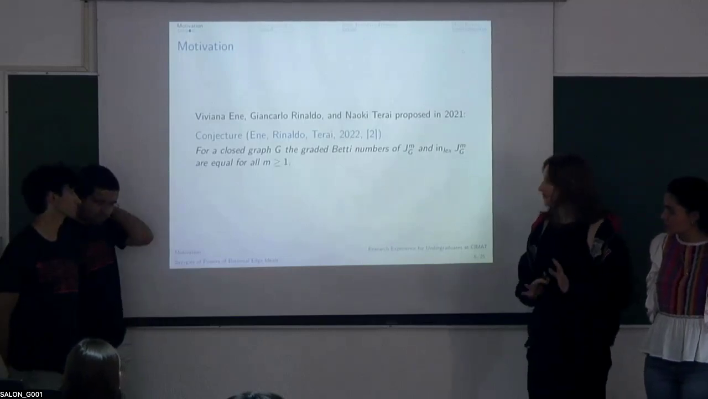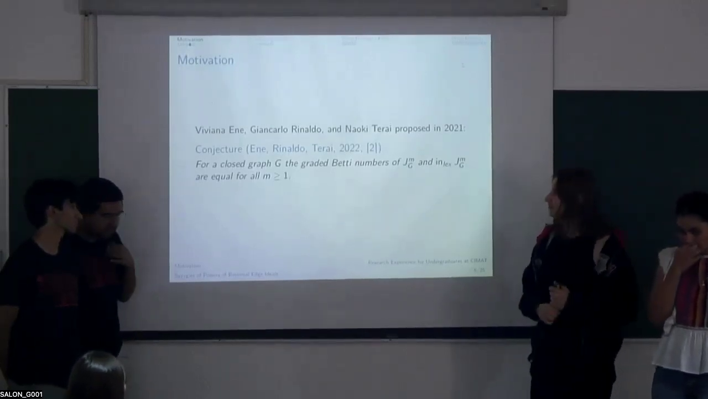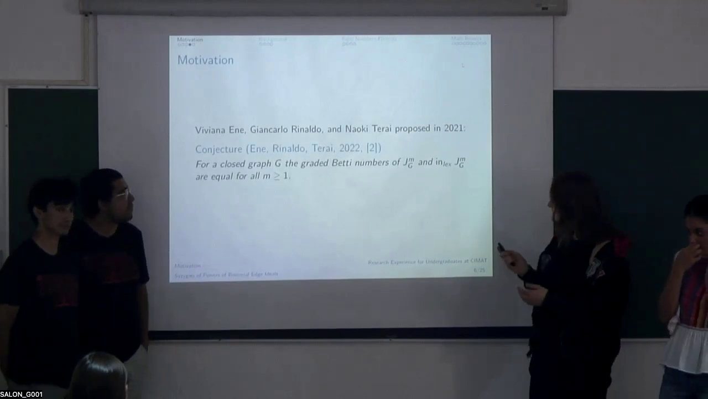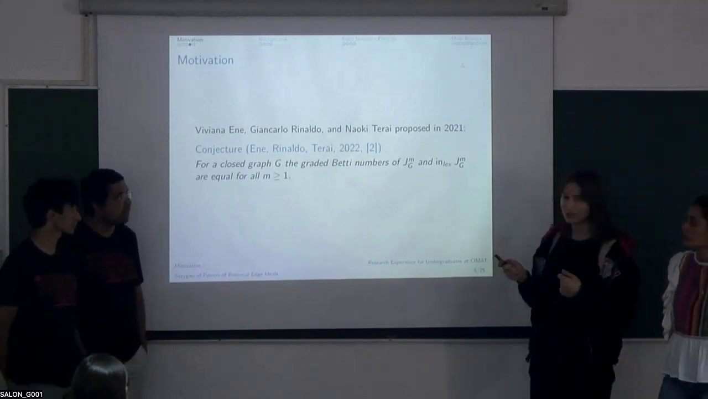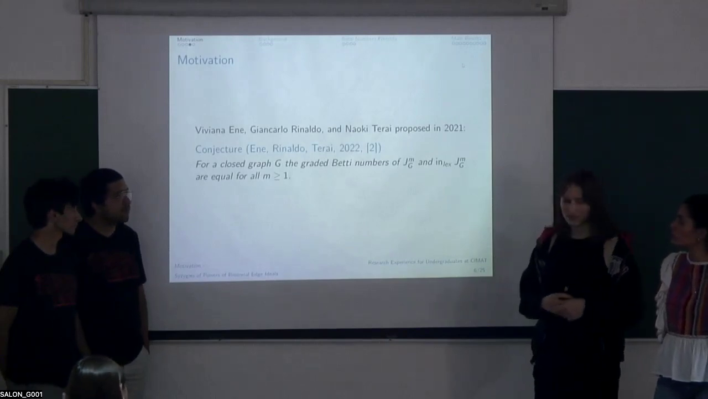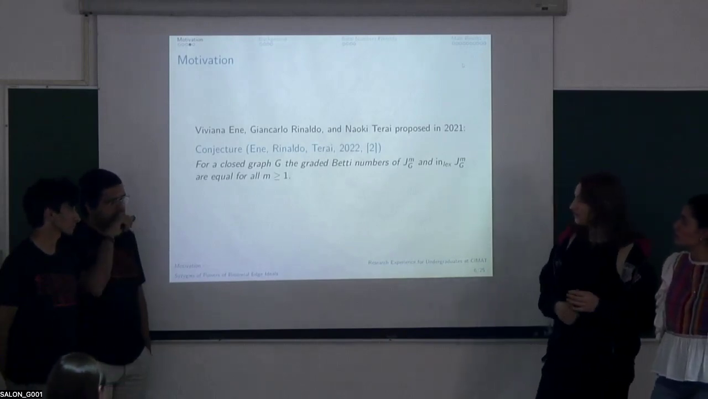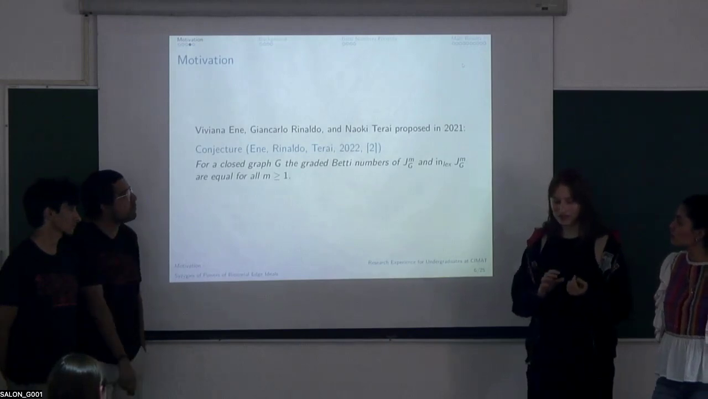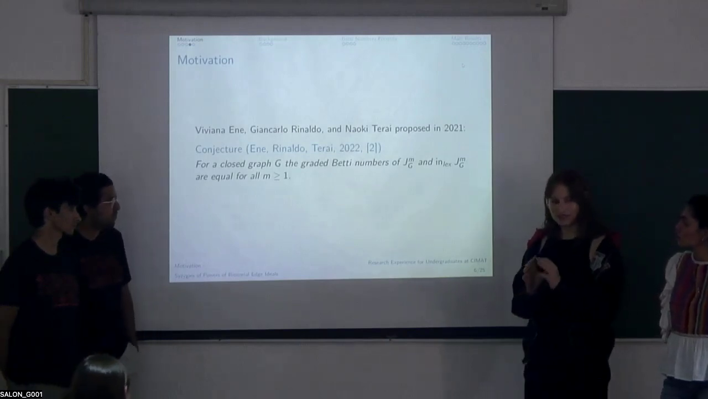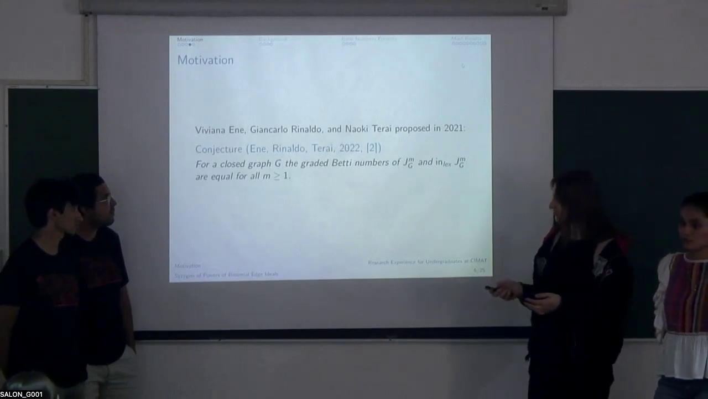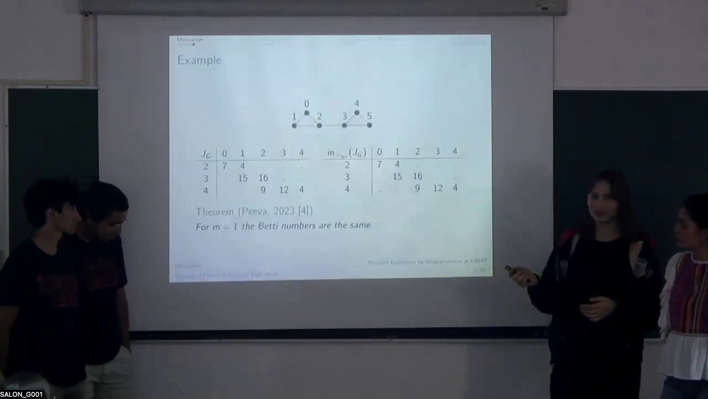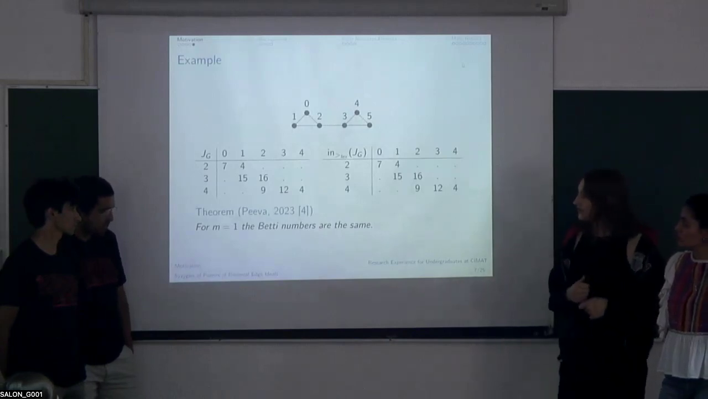So the motivation for this project, which we can now state, was posed in this paper by Ene, Rinaldo, and Terai, posted in 2021, and I think published in 2022, which states that for a closed graph G, the graded Betti numbers of the powers of the initial ideal and powers of the binomial edge ideal itself are the same for all m greater than or equal to 1. This is actually known for m equals 1. It's a theorem due to Ene, Herzog, and Hibi.